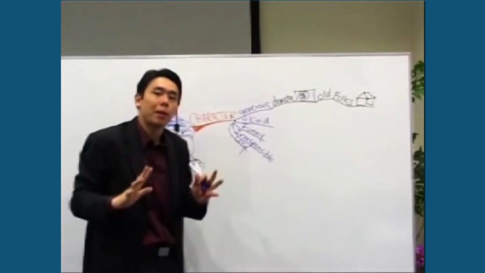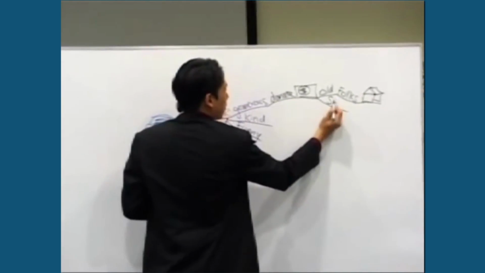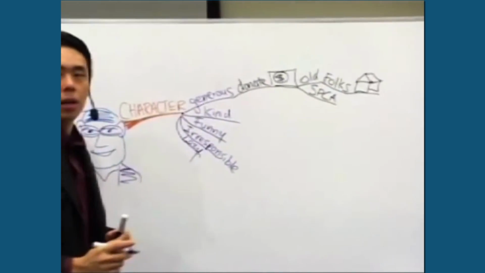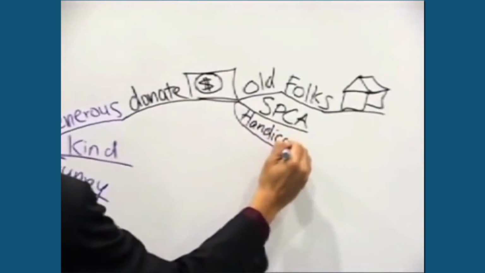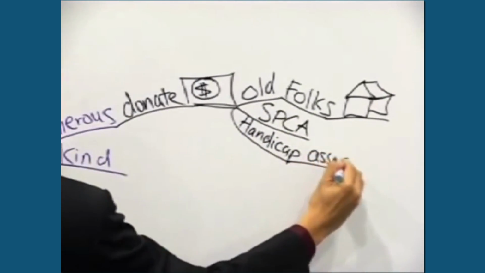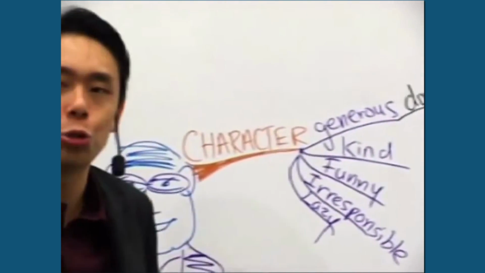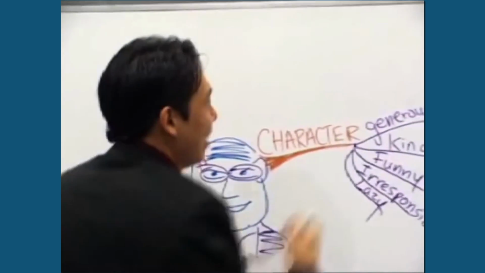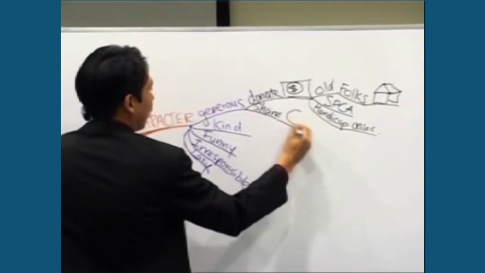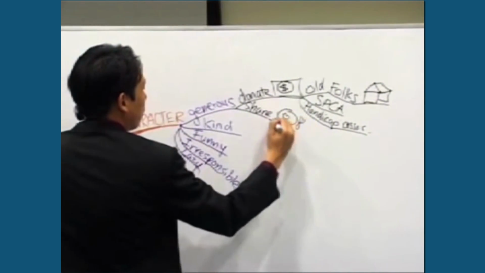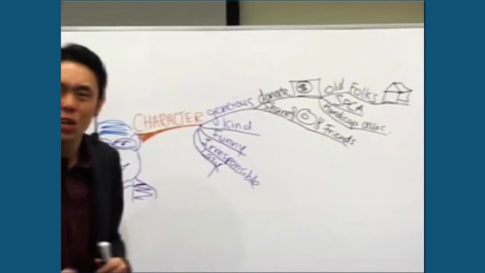Now, besides donating money to the old folks home, let's say he also donates to the SPCA. So from here, can we also branch out SPCA? Yeah. Let's say he donates to the Handicap Association. So from here we can branch out Handicap Association. Alright? Now, let's look at why else he is generous. Maybe he likes to share his food with his friends, for example. Okay? So under generous, you can put the next main point, which is share food. Again, I could draw something to represent food. Friends. Again, it's a strange way of being generous, but I'm just giving an example here, right?